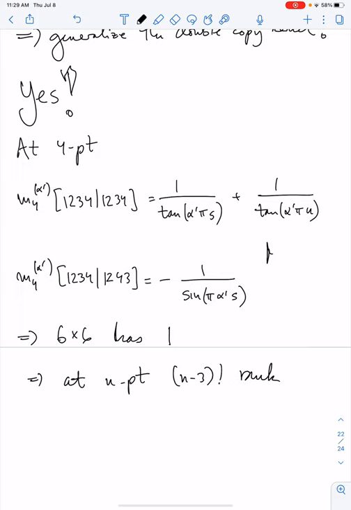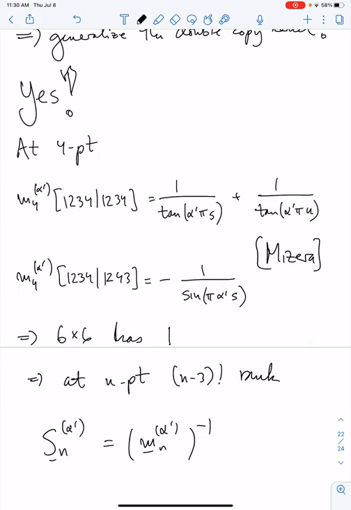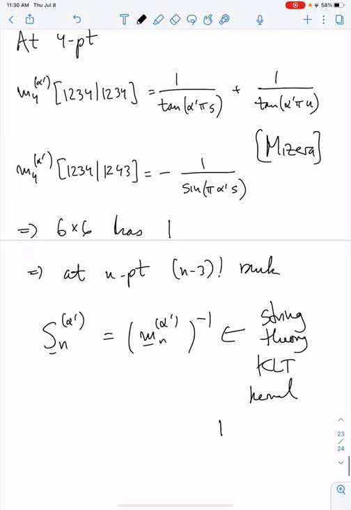And these were first discovered by Mizera in a paper from a few years ago. I'll put it in the references for the lectures. And these amplitudes have the right rank to provide a sensible double copy. And then if you compute the kernel that would arise from this double copy, which you get as the inverse of these amplitudes, you get nothing but the string theory KLT kernel that was originally discovered by KLT in the mid-80s.